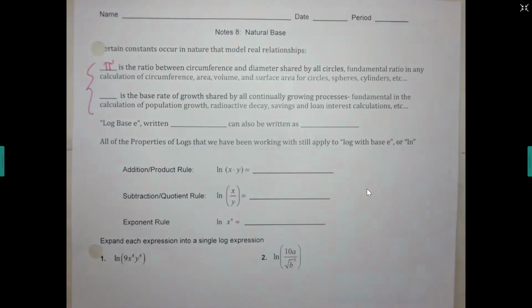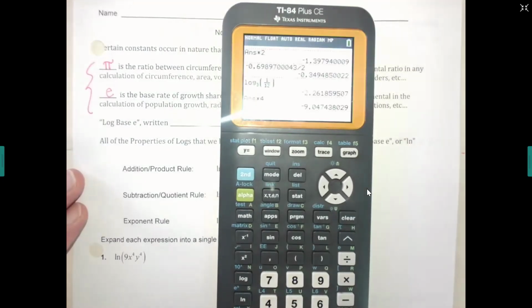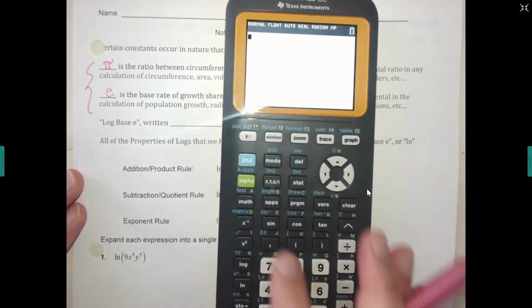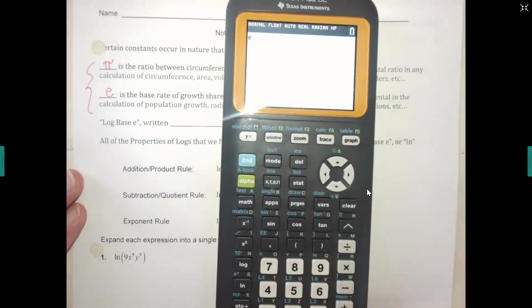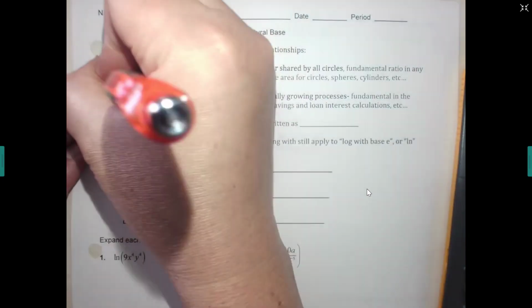Okay, so there's another special number that we're going to talk about today, and it's e. If you type e into the calculator, you'll notice that it's over here on the divide sign. So to access e, if you hit second divide, it'll give you the letter e, and it is approximately 2.718. Okay, so write that down. We already know that pi is about 3.14. So now we have a second number, 2.718.